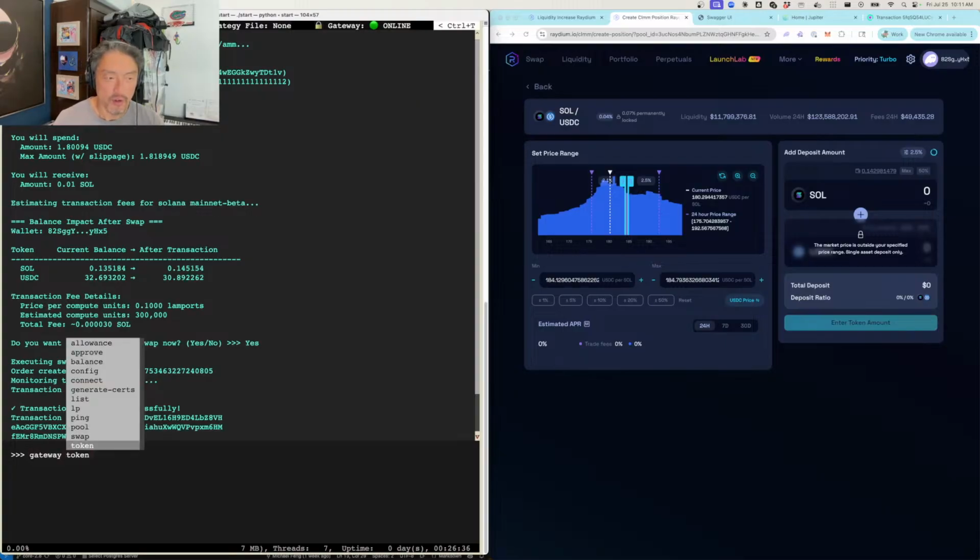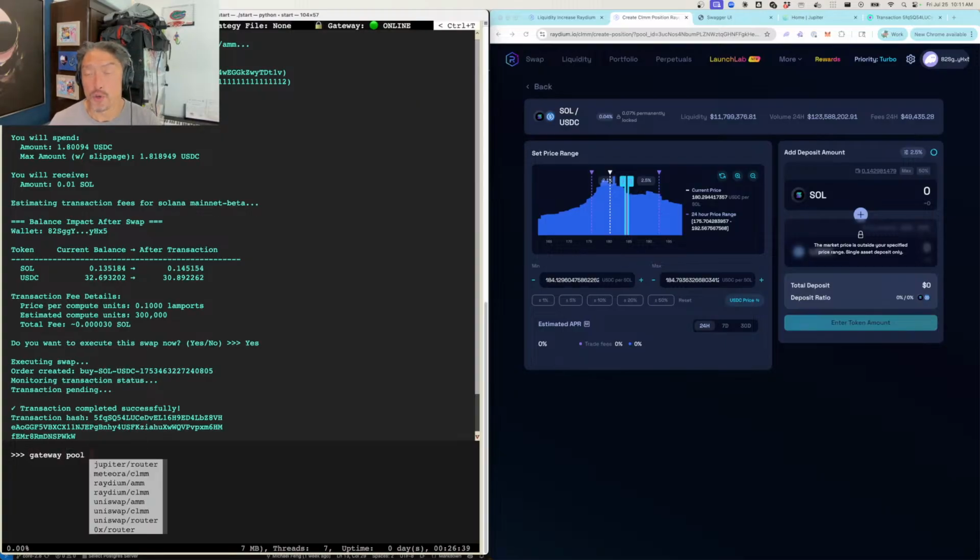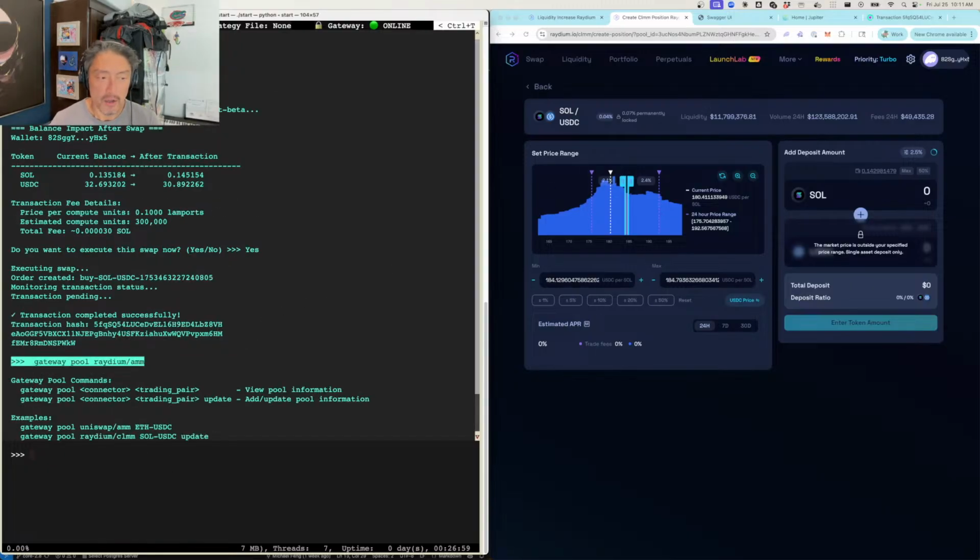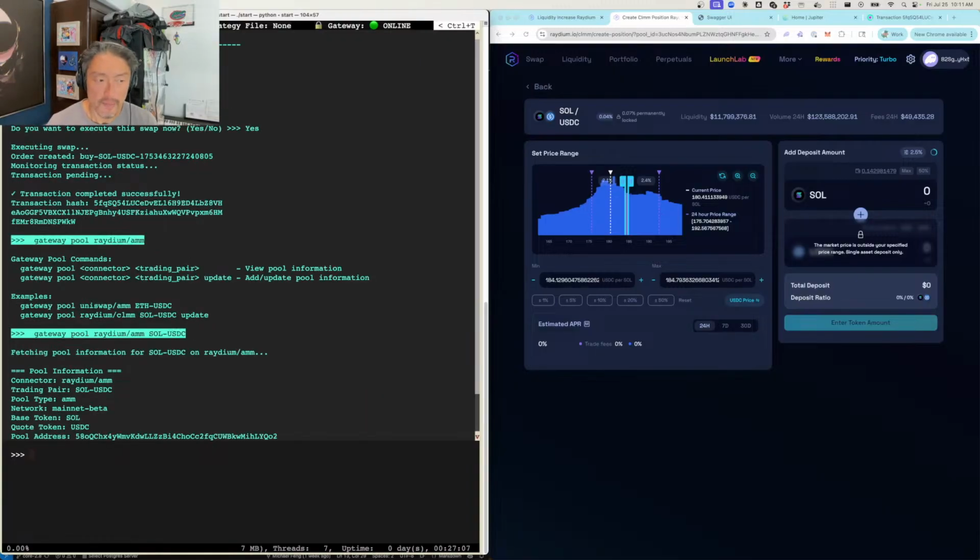What I want to mention is there's also a pool command. The pool command helps you inspect and define pools that you want to interact with for Raydium. So let's say Raydium AMM, we want to make sure that every time we trade SOL-USDC, we're actually hitting this pool and not some random pool with very low liquidity. So we can do that with Gateway pool Raydium AMM SOL-USDC. This will tell us what the default pool is for a trading pair, and if that default exists.